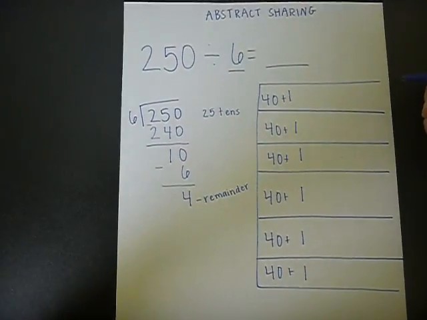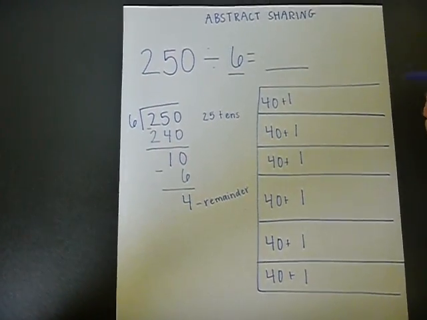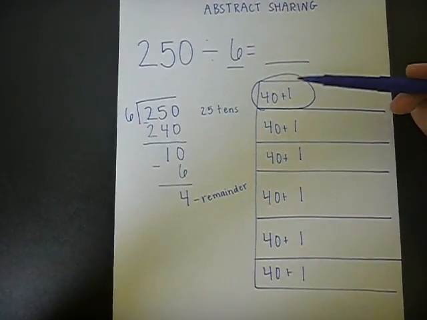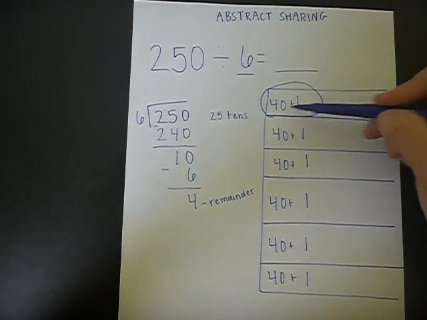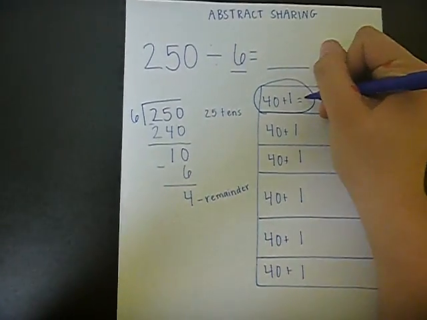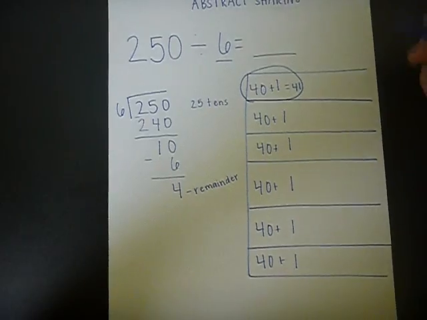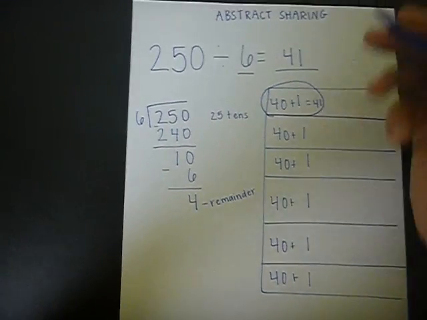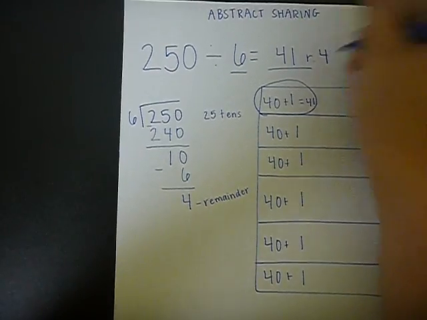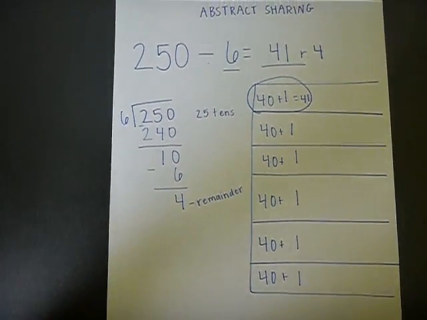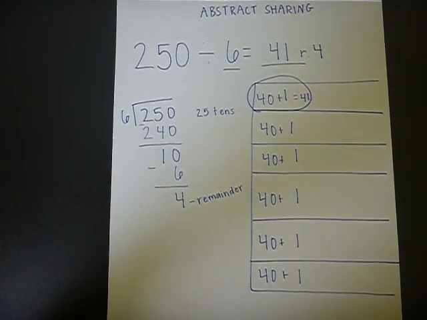Now, in order to find my quotient, I'm going to use one group and find out what one group has. Well, 40 plus 1 is simple. I got lucky. 40 plus 1 is the same as 41. That's going to be my quotient, 41. And I can't forget about my remainder. Remainder, 4. I've solved this problem completely with a quotient of 41, remainder 4.